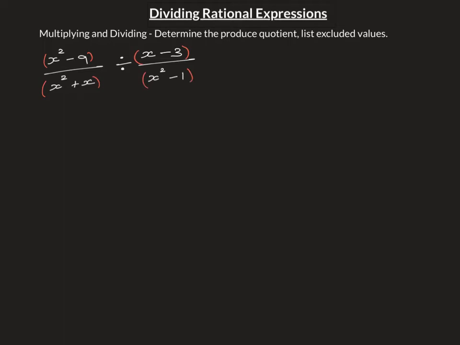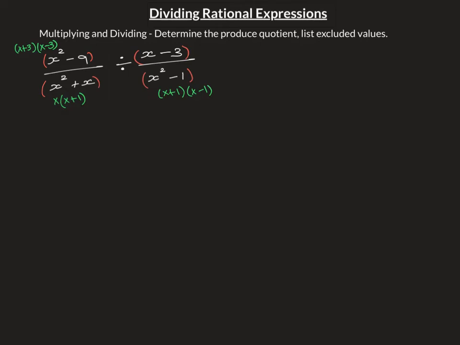So the first one, x squared minus 9, that will break down into x plus 3, x minus 3. Then on the bottom, or the first fraction denominator, we have x squared plus x. That'll break into x times x plus 1. On the top, that just remains the same because x minus 3 cannot be factored any further. And then on the bottom, we have x squared minus 1, and that becomes x plus 1 times x minus 1.